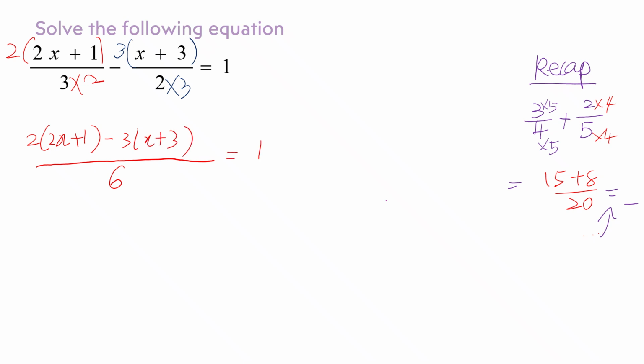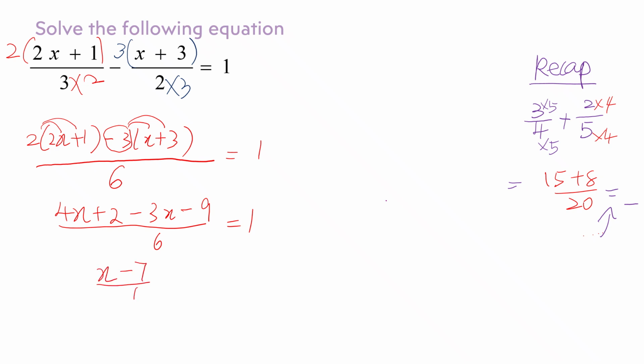I'm going to simplify the numerator. That will give you 4x plus 2 minus 3x. This is negative 3 times a positive 3, which is minus 9, over 6 equals 1. Simplify further, 4x minus 3x will give you x, and 2 minus 9 will be negative 7, over 6 equals 1. To get rid of 6, just multiply by 6 on both sides. So x minus 7 equals 6, and x equals 13. Okay, so this is quite easy.